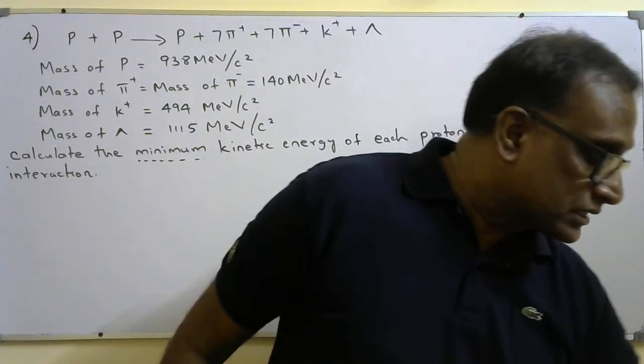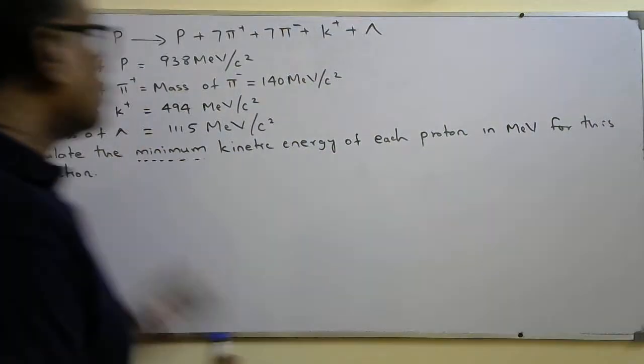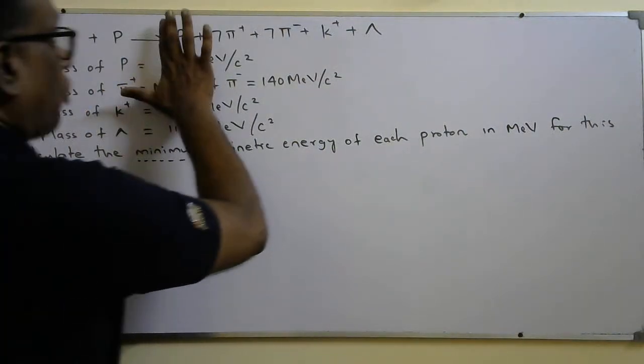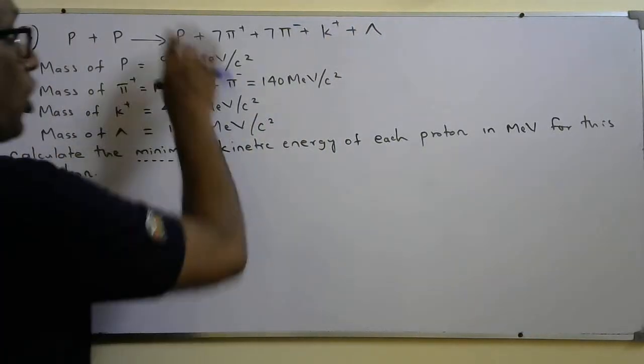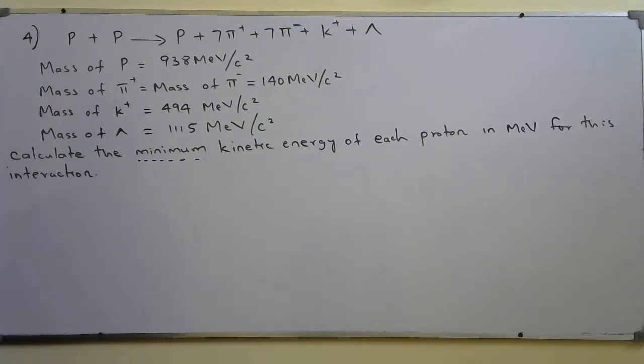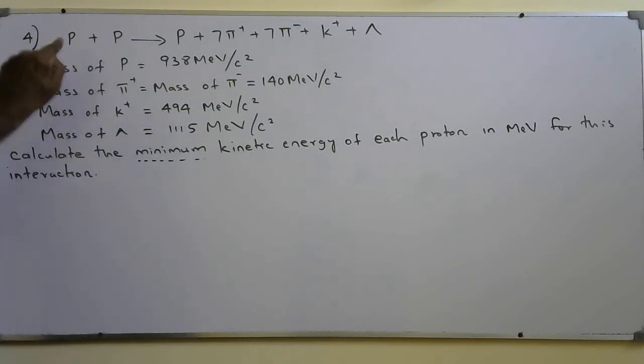Then now I can use the total mass energy conservation. So the total kinetic energy of all these created particles is equal to 0. They are all at rest. They are just created because I want to find the minimum kinetic energy. Okay. The protons are moving in opposite directions, so they have the same amount of kinetic energy.